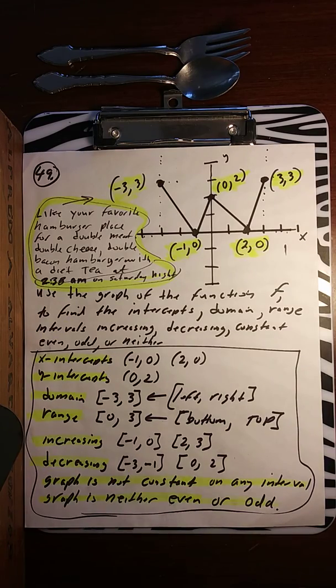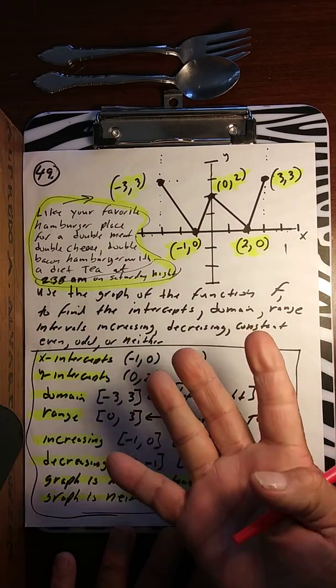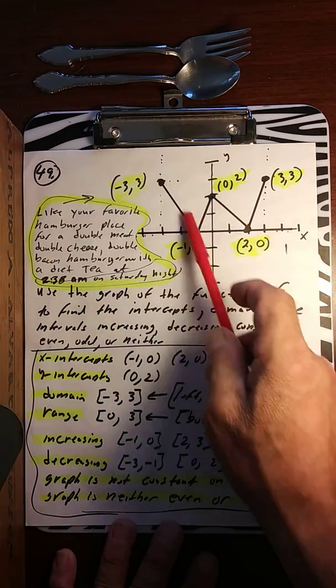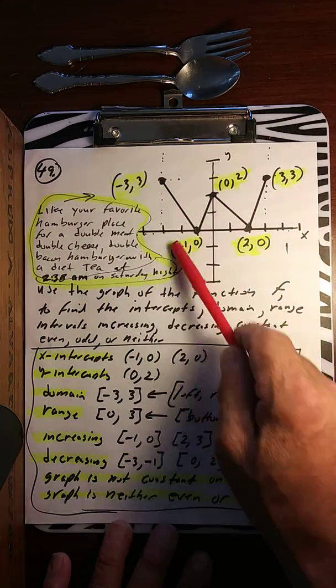This one is like your favorite hamburger place for a double meat, double cheese, double bacon hamburger with the diet tea, Saturday night with your 4 best friends maybe. Big W. Well, points are there.